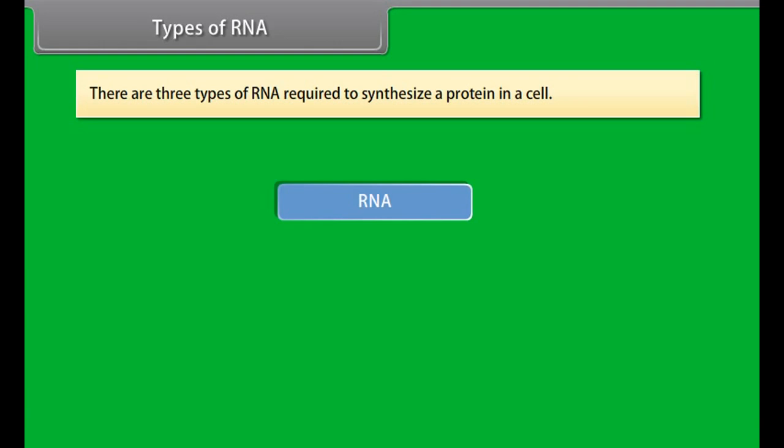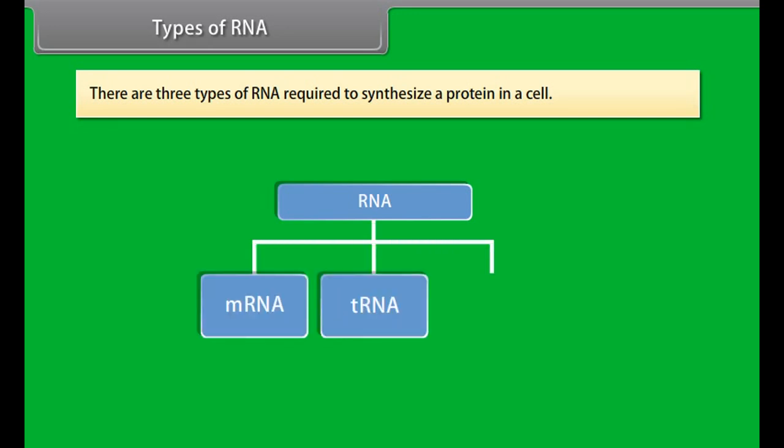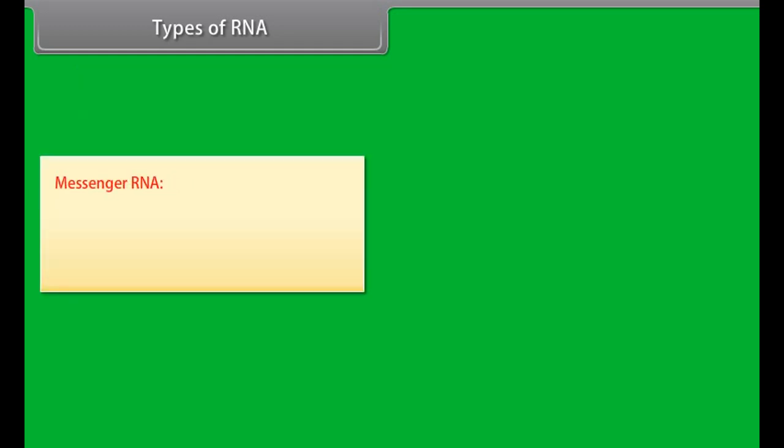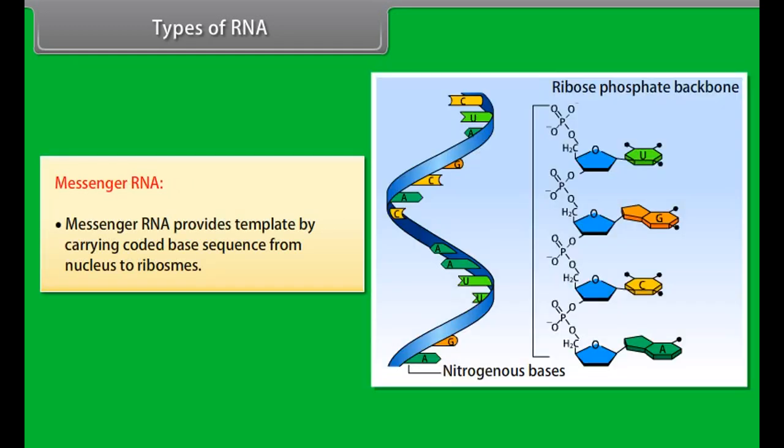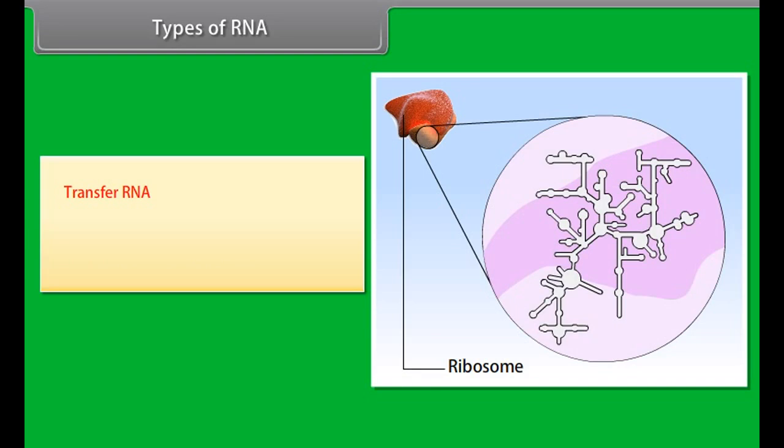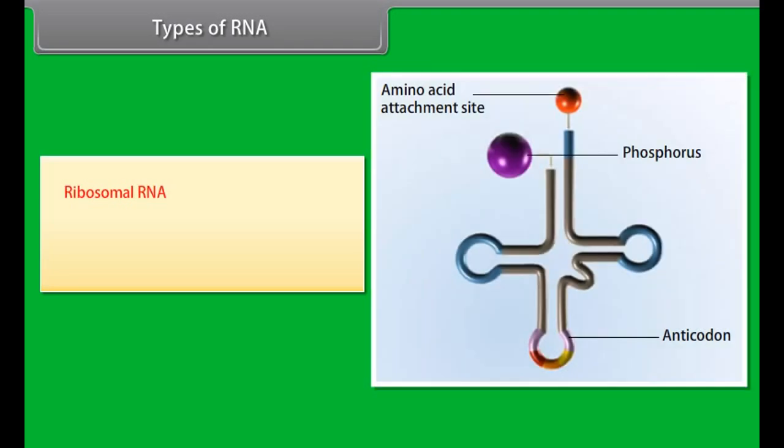Types of RNA. There are three types of RNA required to synthesize a protein in a cell: mRNA, tRNA, and rRNA. mRNA, or messenger RNA, provides template by carrying coded base sequence from nucleus to ribosomes. tRNA, or transfer RNA, carries amino acids to the ribosomes and reads the genetic code. rRNA, or ribosomal RNA, plays structural and catalytic role during translation.